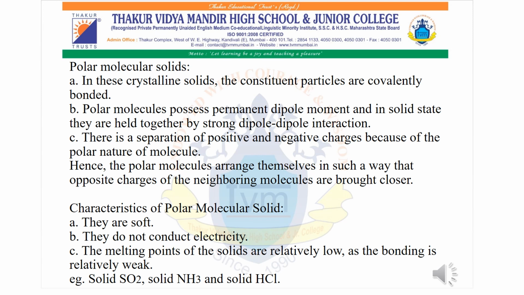Polar molecular solids are soft, they do not conduct electricity, whereas the melting points of the solids are relatively low as the bonding is relatively weak. Examples of these polar molecular solids are solid sulfur dioxide, ammonia, and solid HCl.